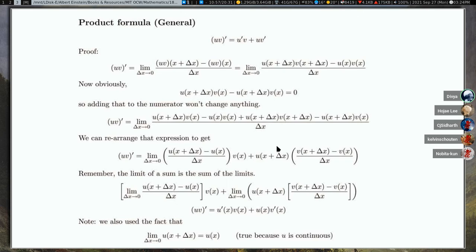So continuing, we're going to see how to prove the product formula.